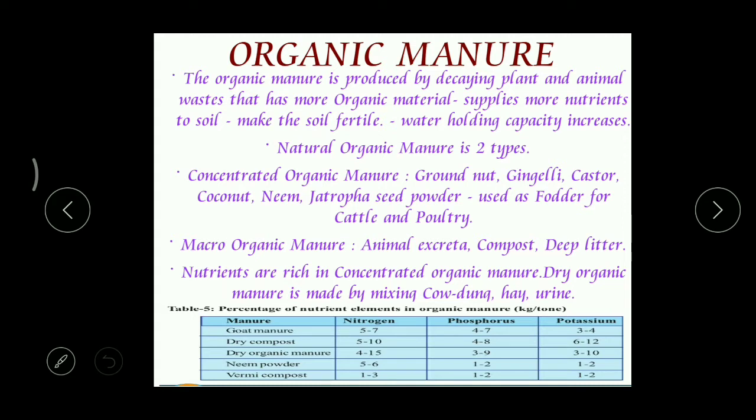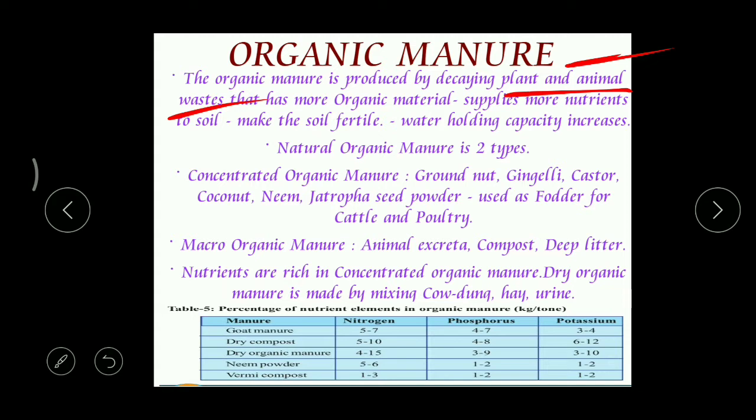In that program, we can find that some people are developing a garden at the top of their home, and they grow different types of crops like vegetable crops and fruit yielding crops by using natural methods. So that we can get vegetables and fruits without any chemicals, and that is possible by using what? By using organic manure, right? Actually, this organic manure is produced by decaying plant and animal waste.